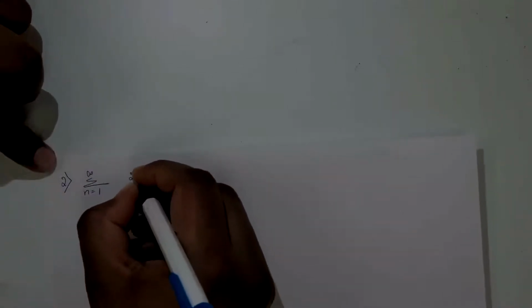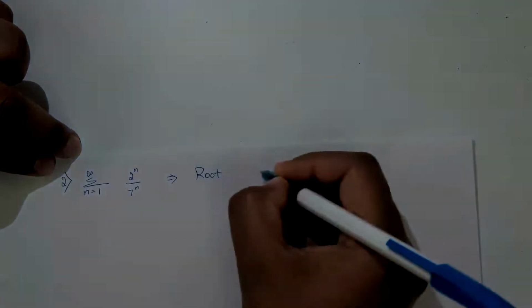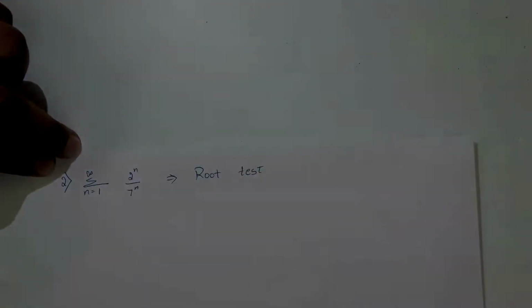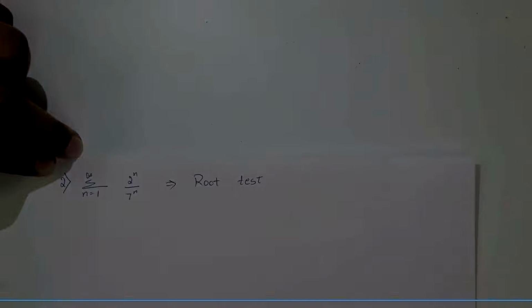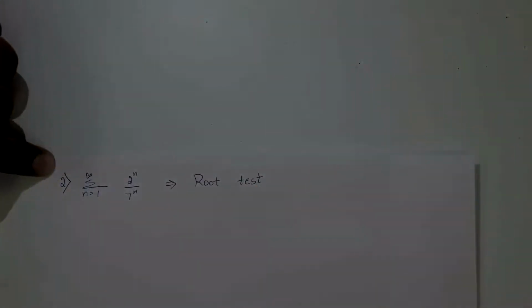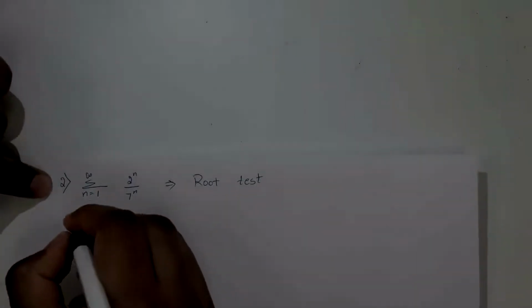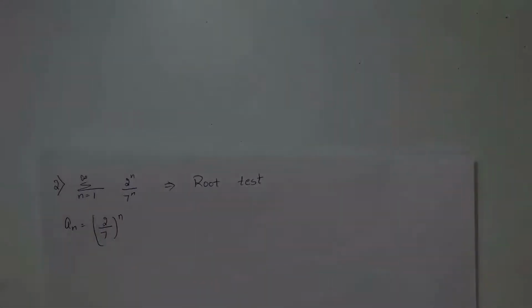You have summation n equal to 1 to infinity 2 over n divided by 7 to the power of n. Now let us apply the root test for the same problem. Now we get a_n equal to 2 by 7 to the power of n. So we can also write it in this way.